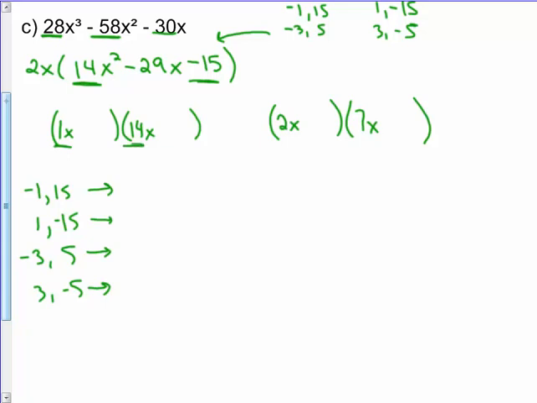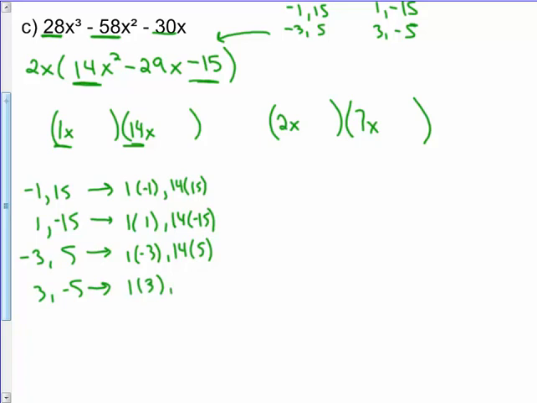Now remember, what do I do? I take 1 times the first one, 14 times the second one. So 1 times negative 1, and 14 times 15. I'm going to write all these out, but really if I look, 15 times 14, that's going to be too much here. So I can eliminate those right away. I'm going to do 1 times negative 3 and 14 times 5, and do the opposite, 1 and 3, 14 and negative 5. But if I look at all these, 14 and 5 gives me a really big number.